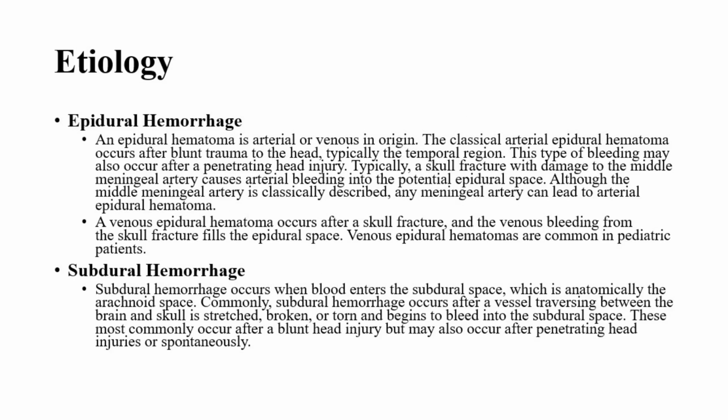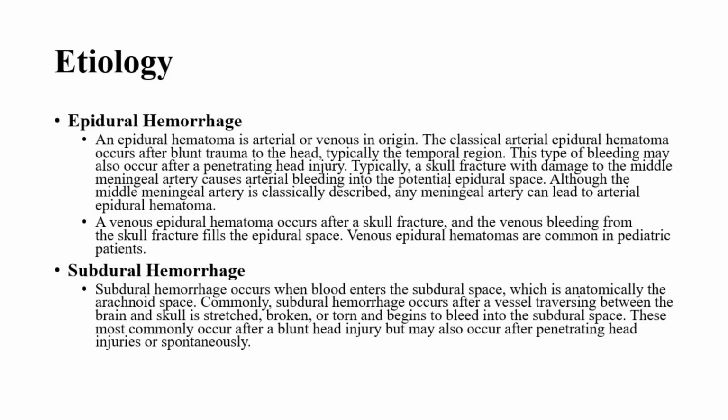Etiology: an epidural hematoma is arterial or venous in origin. The classical arterial epidural hematoma occurs after blunt trauma to the head, typically the temporal region. This type of bleeding may also occur after a penetrating head injury. Typically, a skull fracture with damage to the middle meningeal artery causes arterial bleeding into the potential epidural space. Although the middle meningeal artery is classically described, any meningeal artery can lead to arterial epidural hematoma.